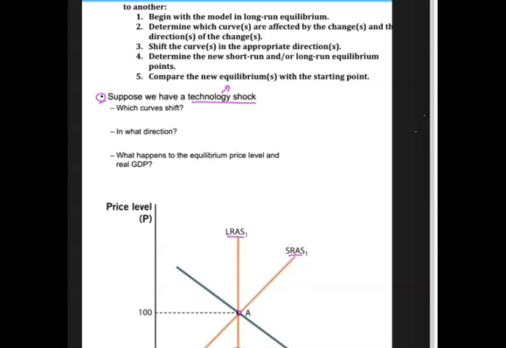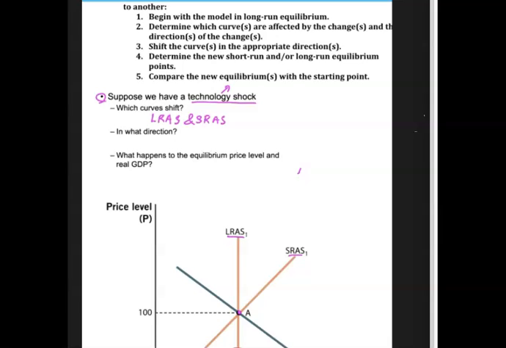Which curves will be affected by this change? The change here is a technological shock, right? So which curves will shift? Since this is all about technology, both supply curves, short run and long run, will be affected with a shift. So the long run AS will shift and the short run AS will shift as well.